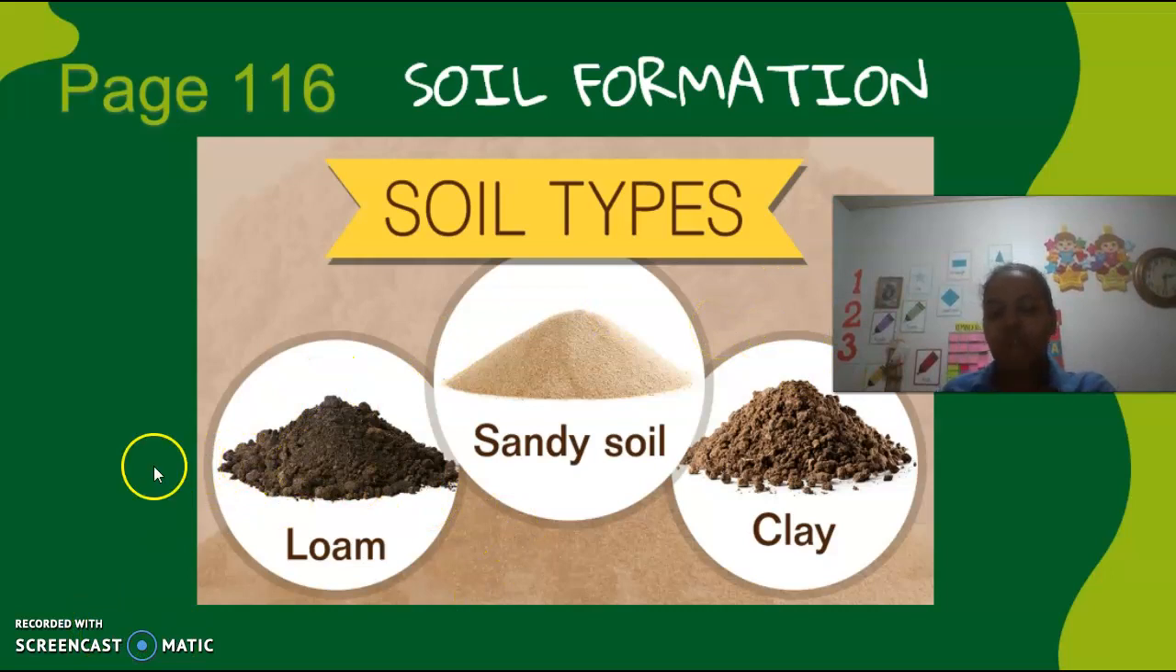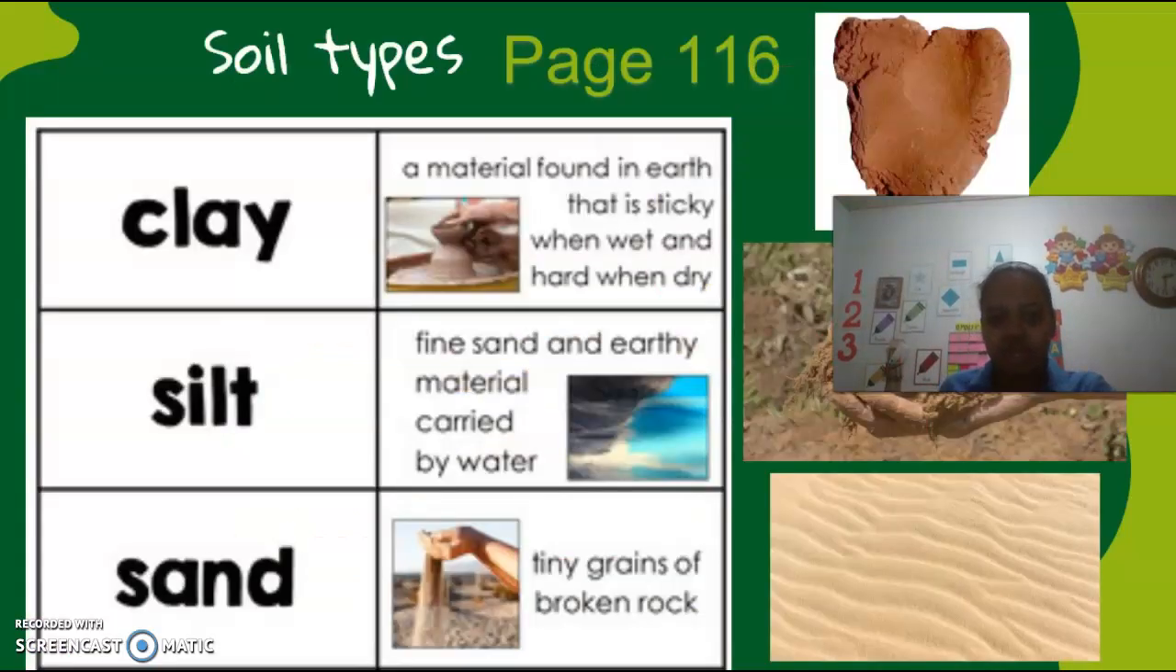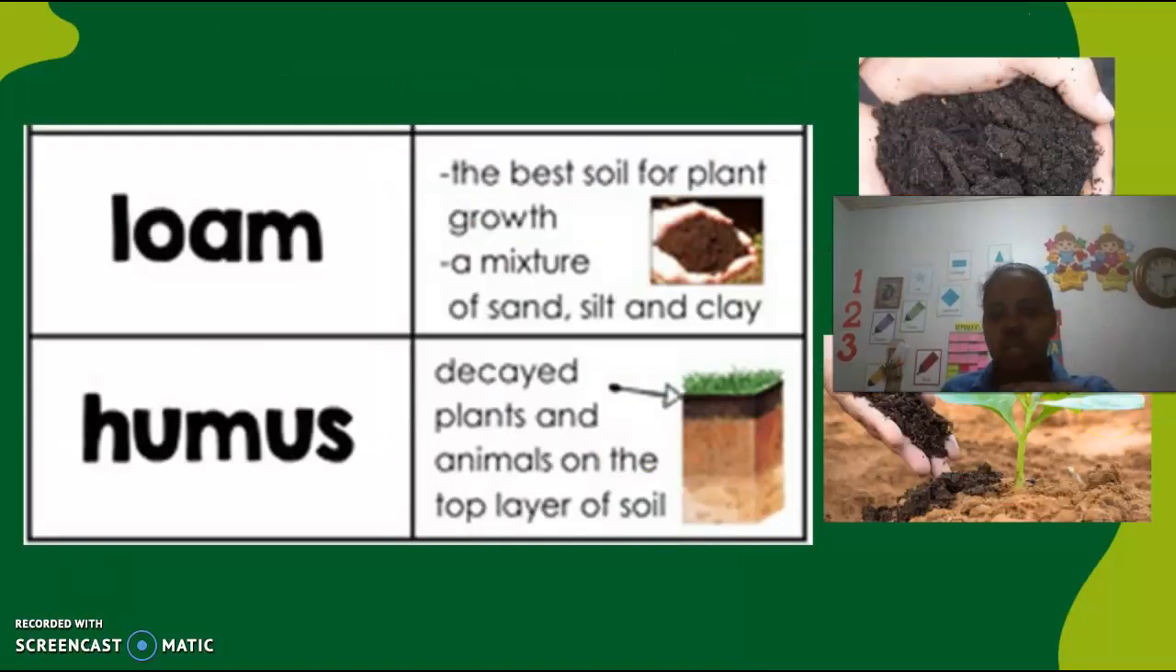Also, we have the loam. The loam soil is a mix of sandy soil, clay soil, and silt soil. Here we have three different types: clay, silt, and sand. Those three you copied yesterday. Today you're going to continue with loam and humus.